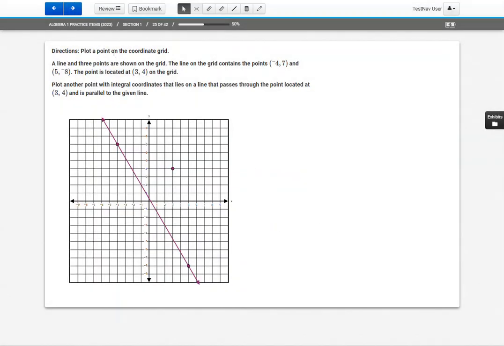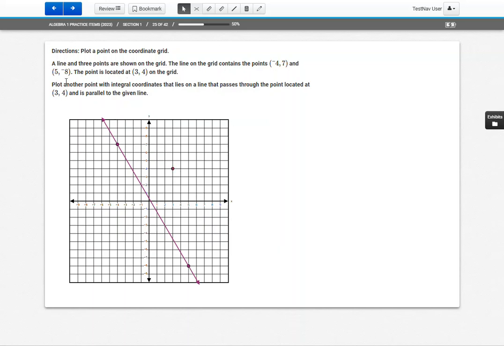Alright, plot a point on the coordinate grid. A line and 3 points are shown on the grid. The line on the grid contains negative 4, 7, so this point, and 5, negative 8, this point, and the point is located at 3, 4, right here.